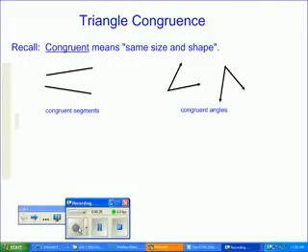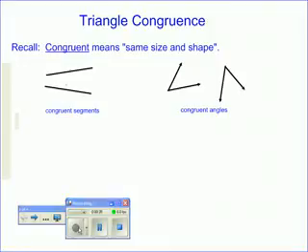So two segments that are the same length would be called congruent segments. And we can indicate that in the diagram by drawing the same number of hash marks through them to indicate that they're the same length. It could be any number. If we put 3 hash marks on both of these, that would also mean they were congruent.